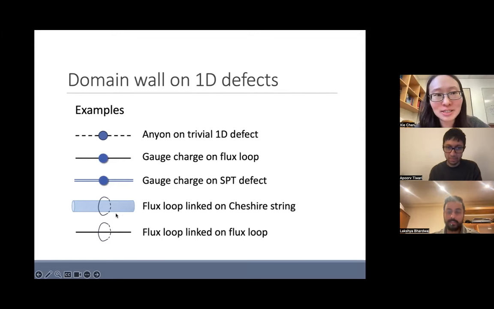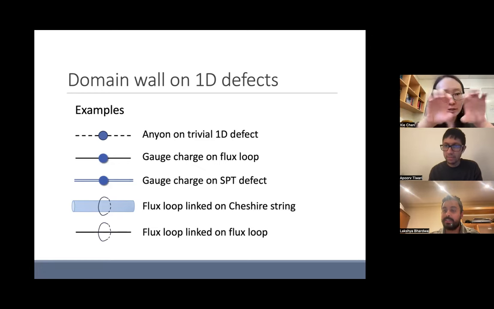with a Cheshire string. Yeah, so this can be generated, sorry. Go ahead, please. I want to know how they're generated. Oh, they can be generated along the Cheshire string. You need to generate a pair. You cannot just generate one. You need to generate a pair with a 1D finite depth circuit. So, yeah, in the simplest case.